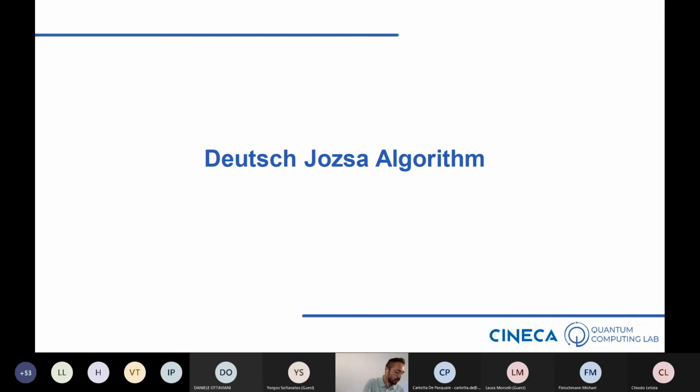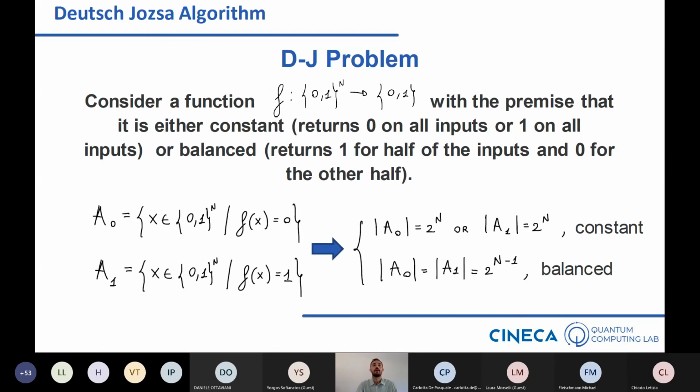Let's start with the Deutsch-Jozsa algorithm. Yesterday we saw with Daniele the Deutsch algorithm. The Deutsch-Jozsa is the extension of that to the case where you have a string of n elements. So the problem is the following. We consider a function f going from {0,1}^n to {0,1}. Yesterday it was just a single bit, so n equal 1. This is the general case, the Deutsch-Jozsa problem.